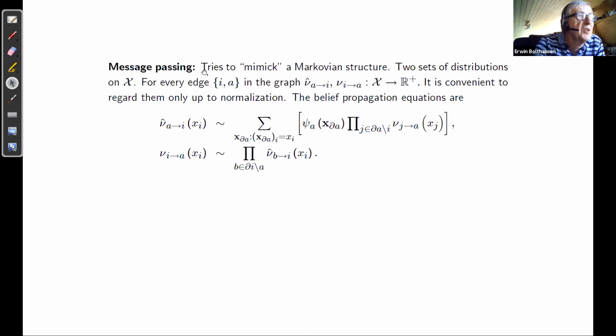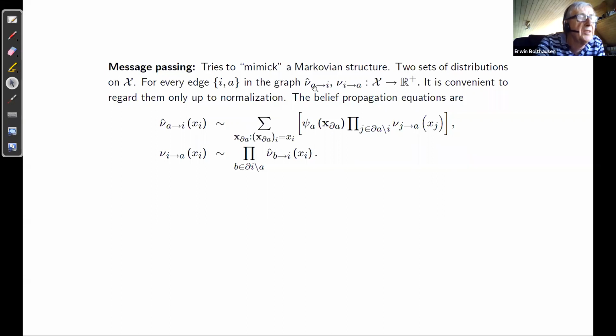Now what you are trying to do is mimic a Markovian structure here. What you are looking at are two sets of distributions. If you have not seen it before, it looks a little bit strange. The distributions are always just on the alphabet, not on any product space, and they are indexed by edges i and a. The edges connect one variable node and one function node, because we have a bipartite graph. You only have connections between function nodes and variable nodes.